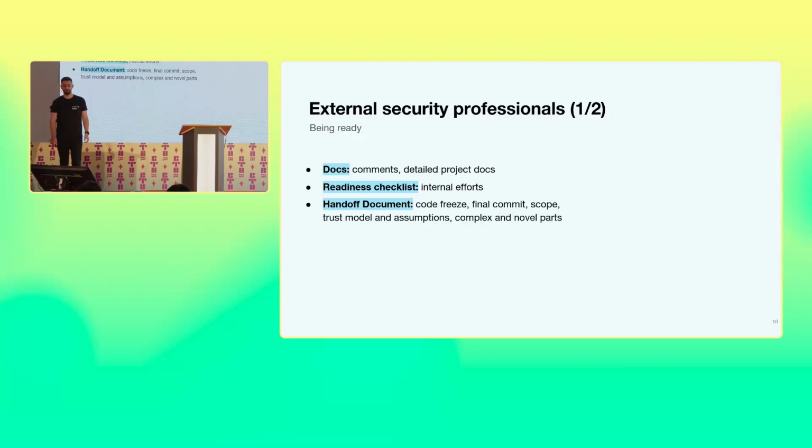And maybe the most important piece of your documentation is a handoff document. Before starting an engagement, you should be in code freeze. This document should include the details of your code freeze, your final commit hash, information about your repo, the detailed scope of the engagement of the audit, maybe your trust models and assumptions. And also, you should be explaining the complex and novel parts of your system so that external professionals can spend more time on those parts.